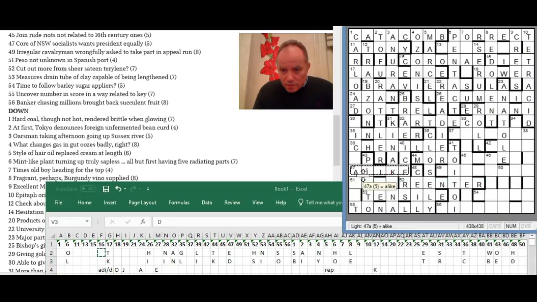51 across. Something A, something I. Peso, not unknown in Spanish book. Cadiz. Cardi. I think that's swapping definition. That Cardi is a Muslim judge or something. So peso is a very surprising definition, but that's got to be a definition for somewhere else.